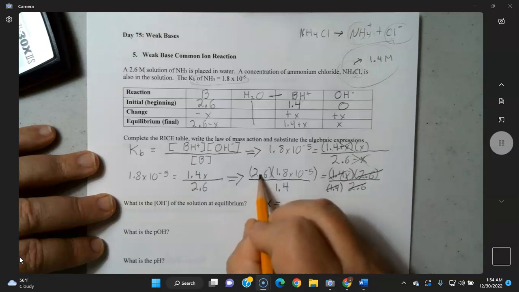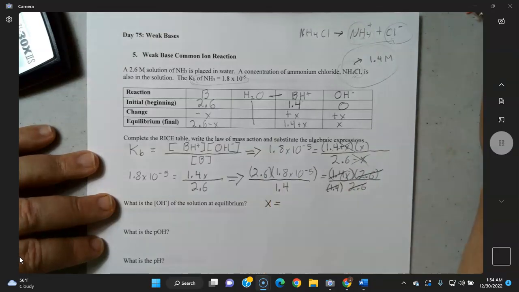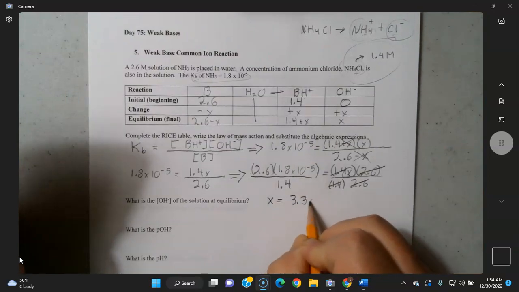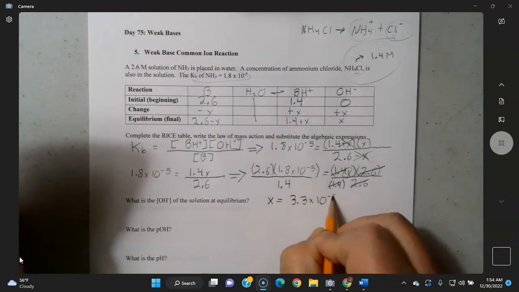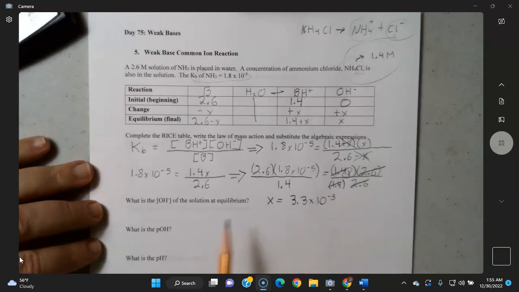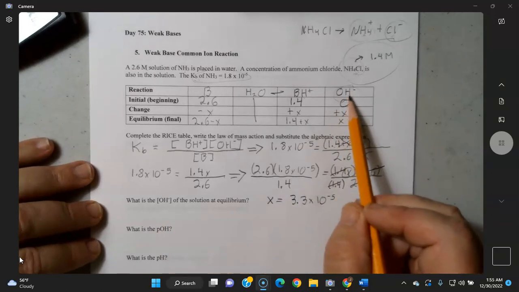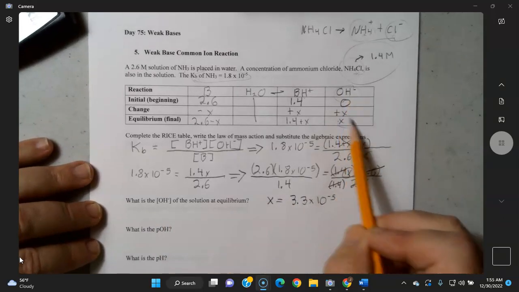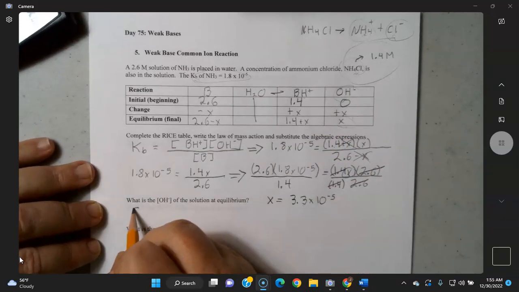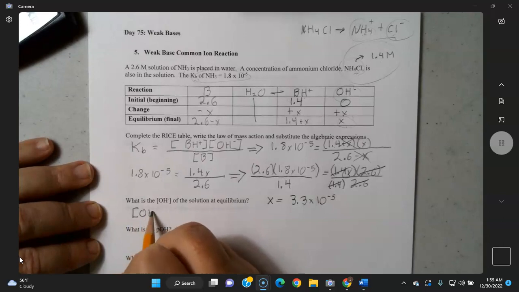So X is going to equal all of this. So we'll go ahead and run that. And that's going to give us 3.3 times 10 to the negative fifth for X. Right there. All right, what is the hydroxide concentration? So again, we look over here at hydroxide, and in the equilibrium line, we just have X. So it's going to be that. You're starting to notice some trends, some patterns of how these are working. They all work pretty much the same.